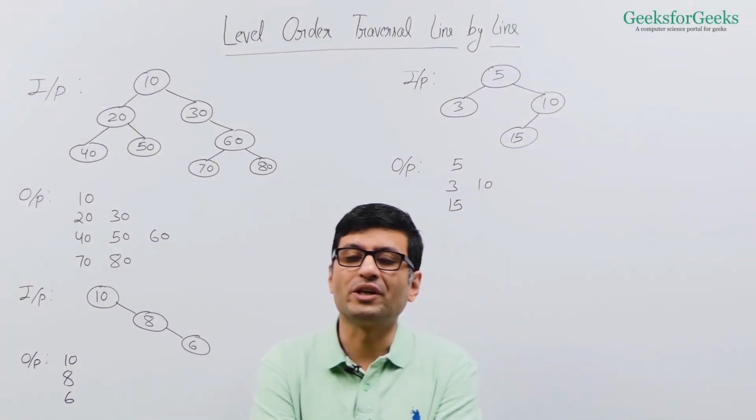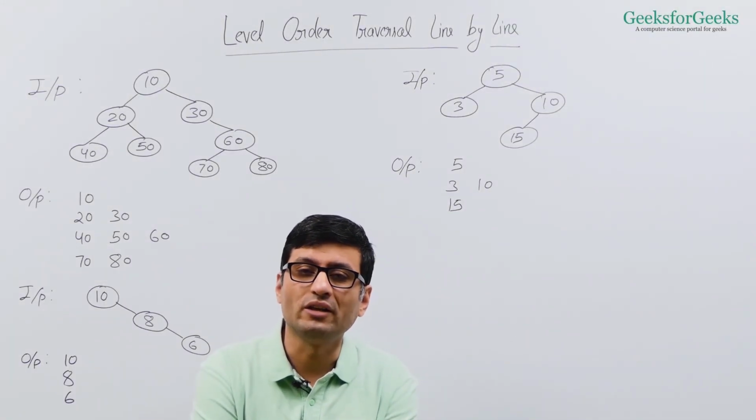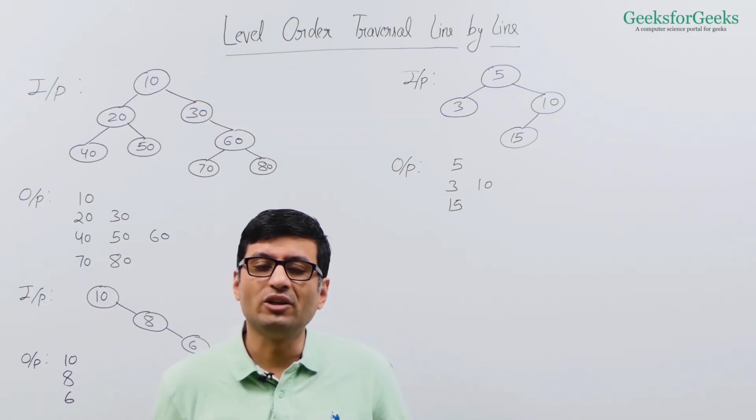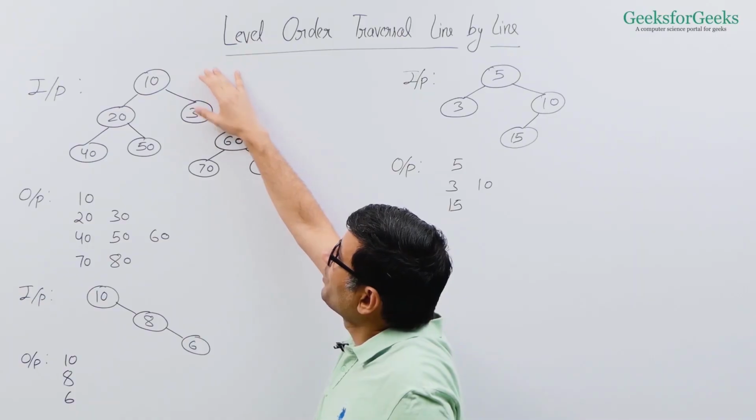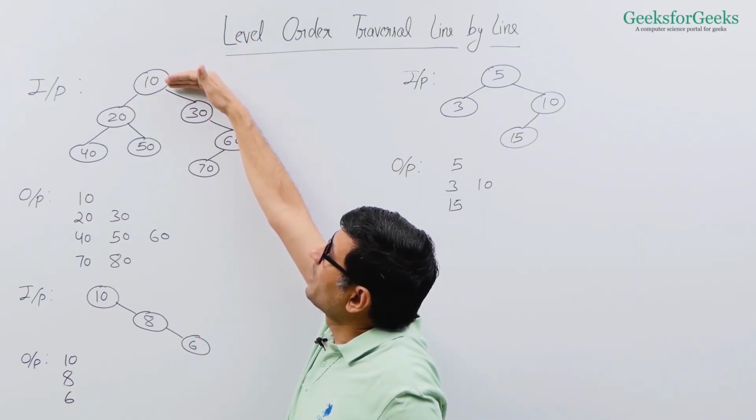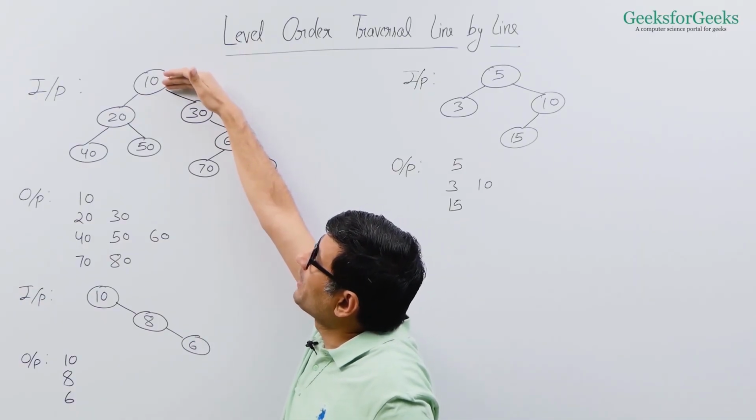Hi, in this video we are going to talk about level order traversal line by line. Let's take a look at these examples to understand the problem. We are given this tree, we need to print level order traversal, but before printing a new level we need to print a new line.